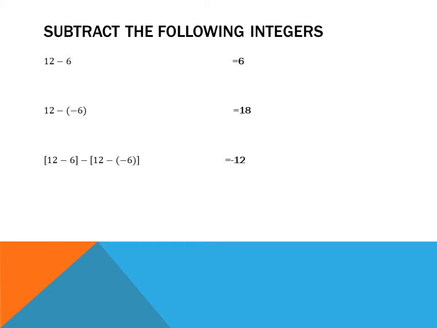12 minus 6 is equal to 6. While 12 minus negative 6, change the sign of negative 6. It will become 12 plus 6. So, the answer is 18.